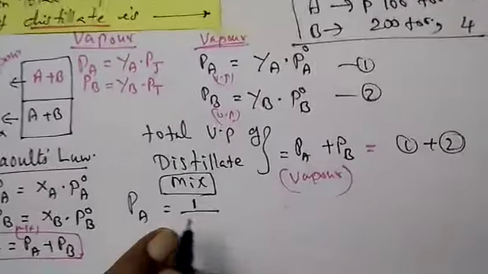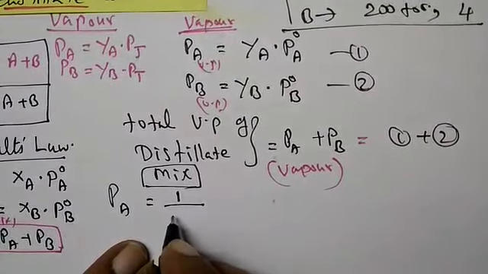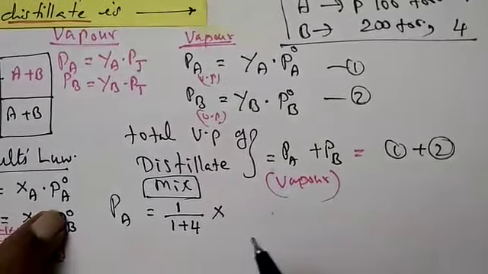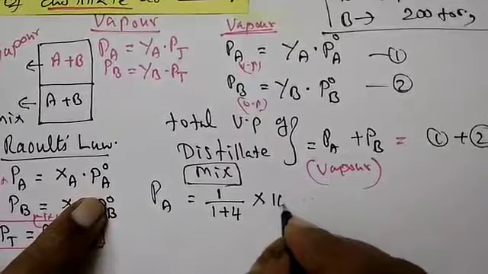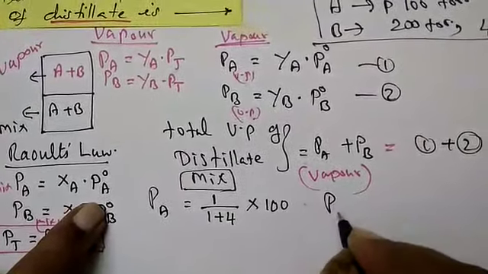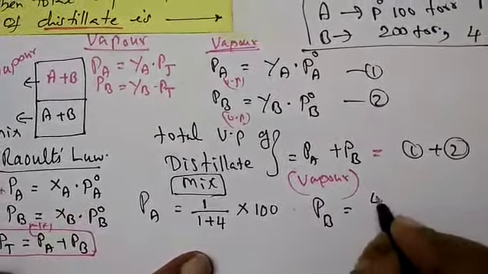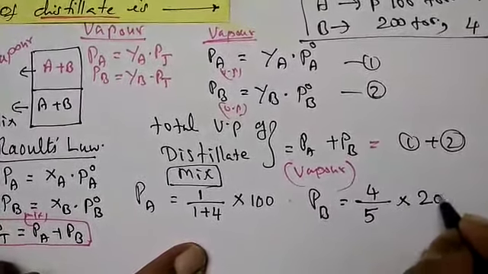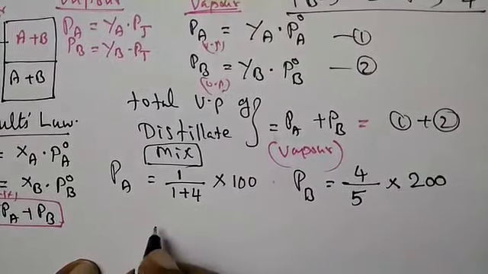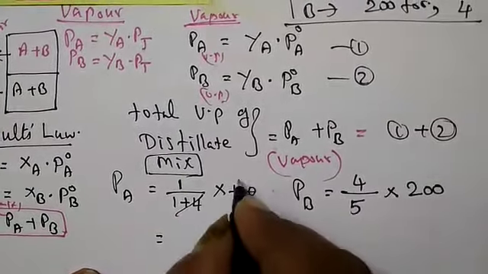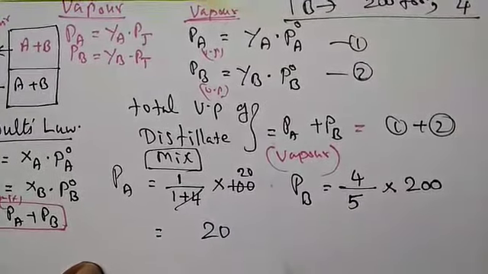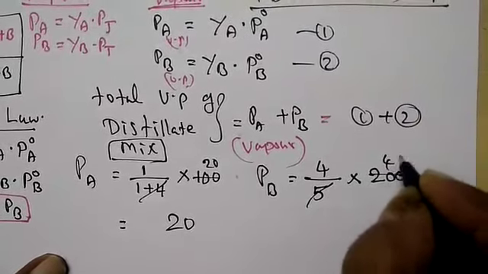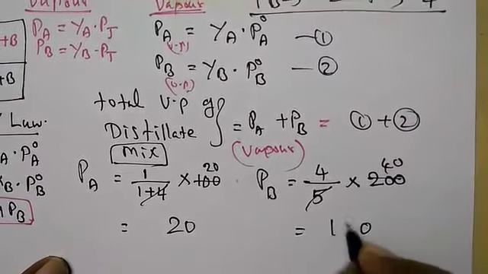Now coming to the mole fraction: individual number of moles over the total number of moles, that is 1 plus 4, into P naught A, which is 100. This is for PA. For PB, the number of moles is 4 divided by 5, the total, into its pure component value, 200. Now 5 into 4 cancels, and the answer for PA is 20. For PB, you have 40 and on multiplication 160.